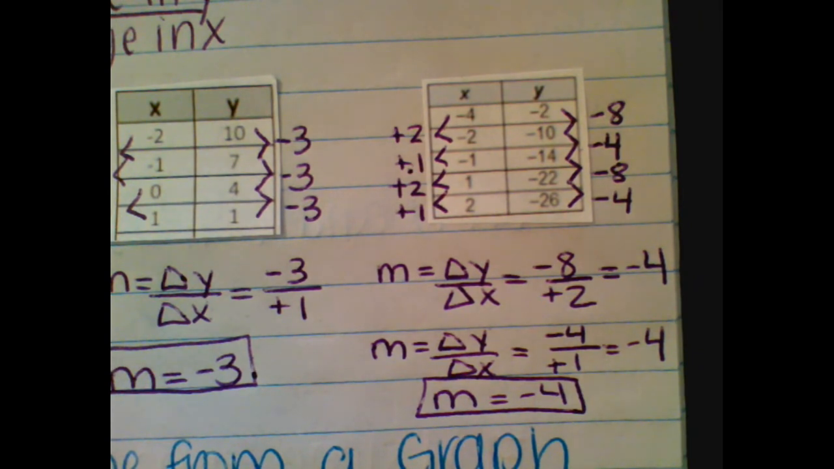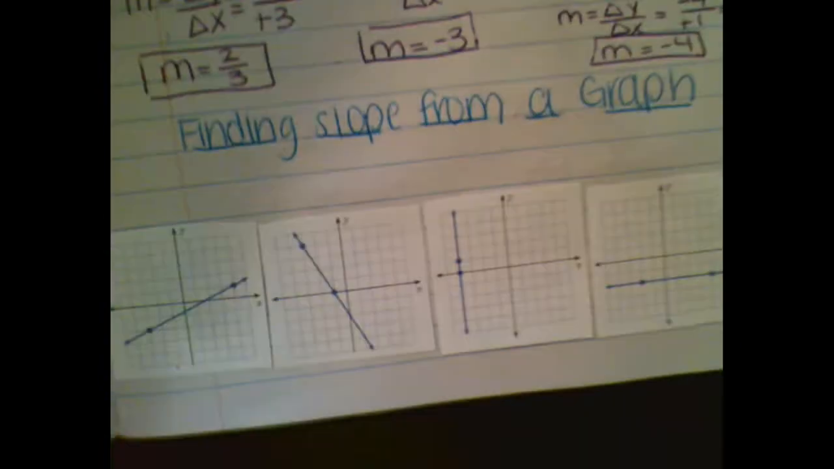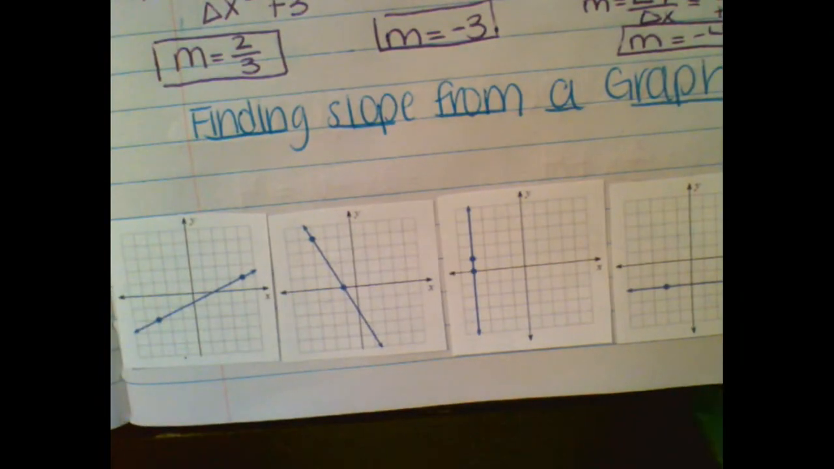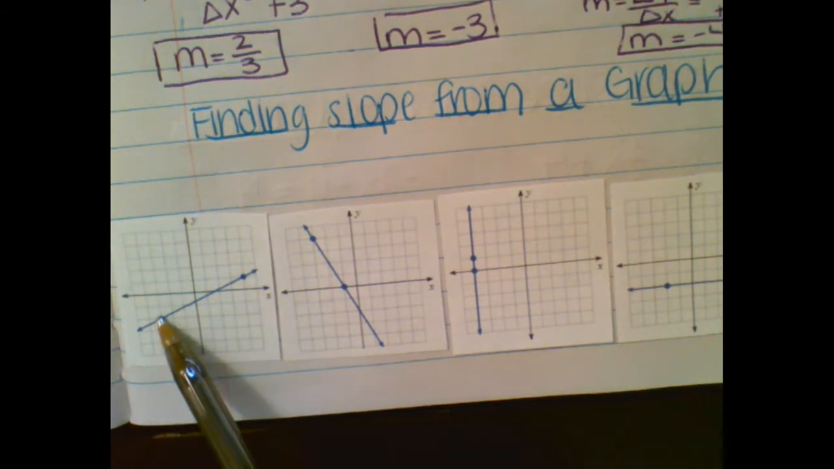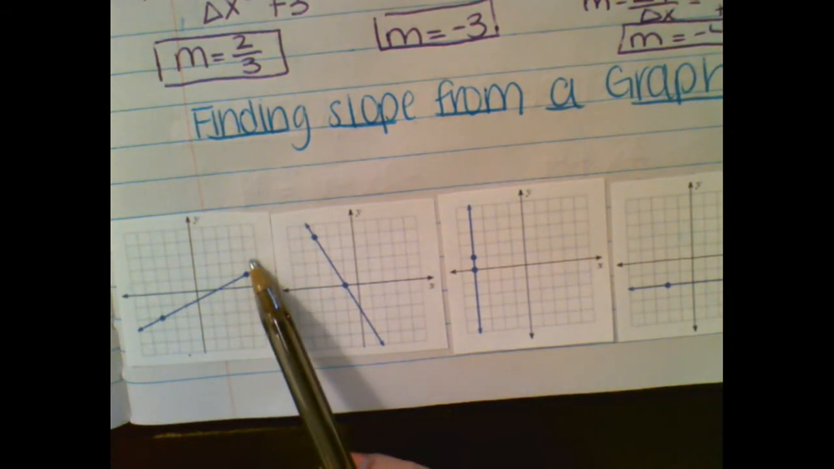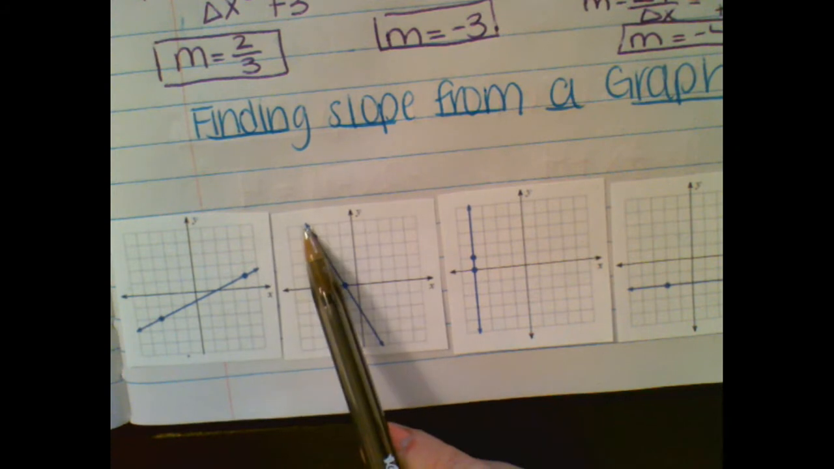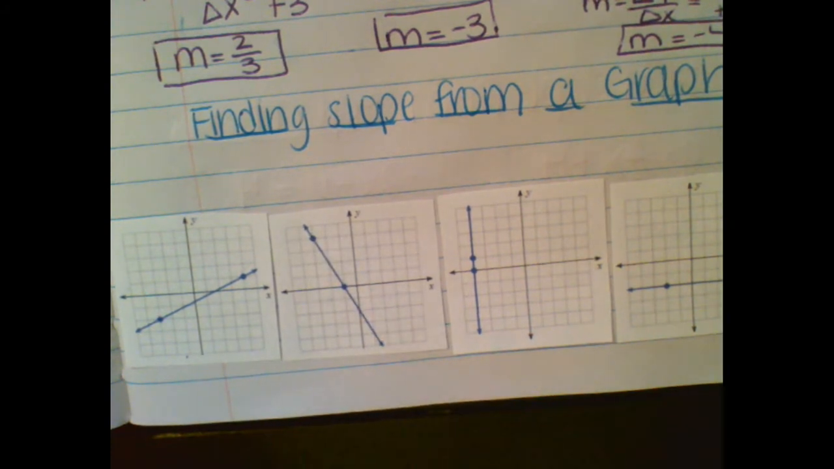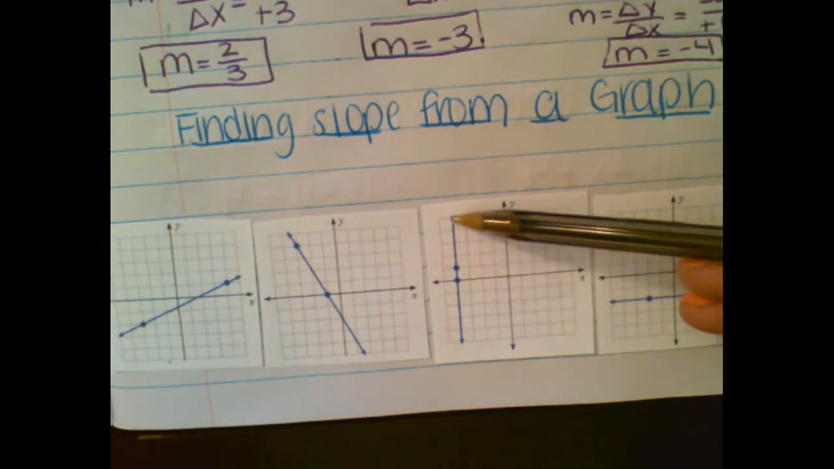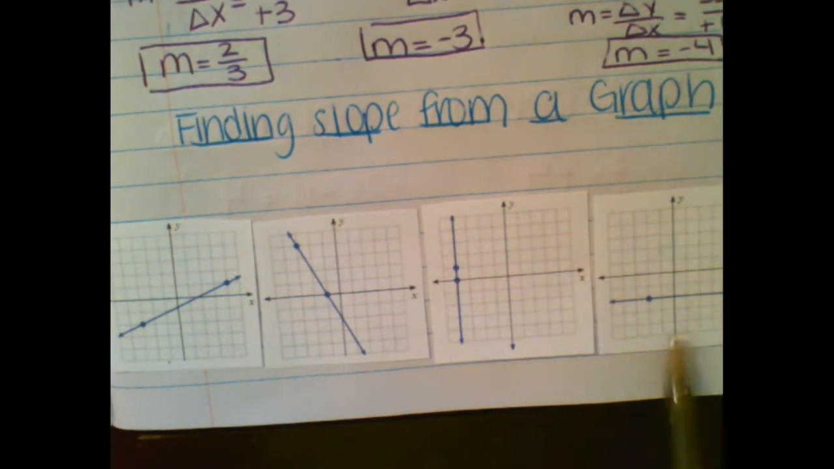Okay, now we're going to go on to finding slope from a graph. So I have 4 different graphs because there's kind of 4 different scenarios that you could end up with. What you should notice about this graph, this is a positive slope, it's going up. This is a negative slope. Remember the slope dude? This one is going straight down, and this one is going flat.